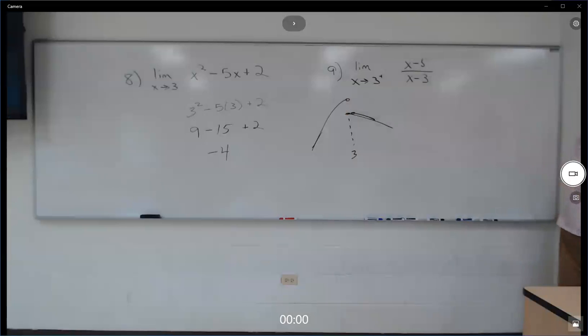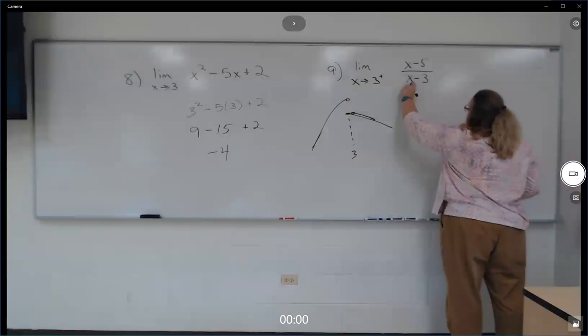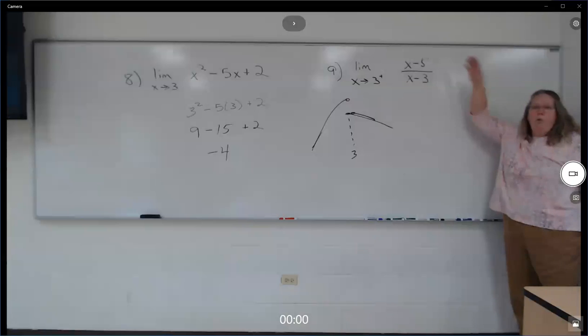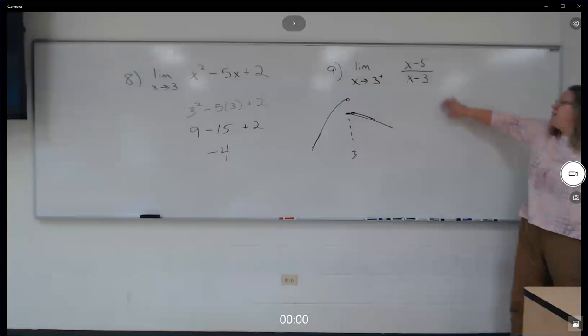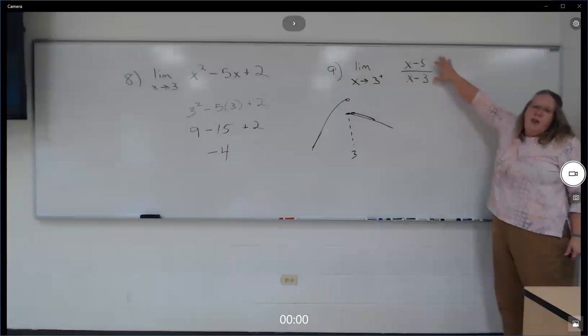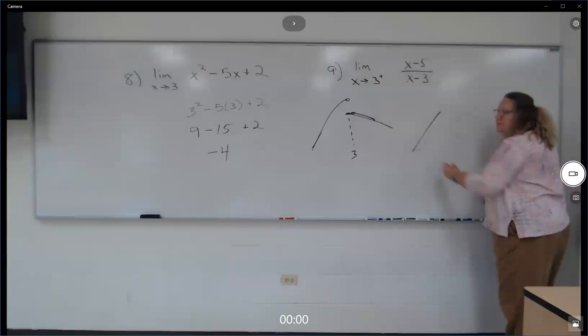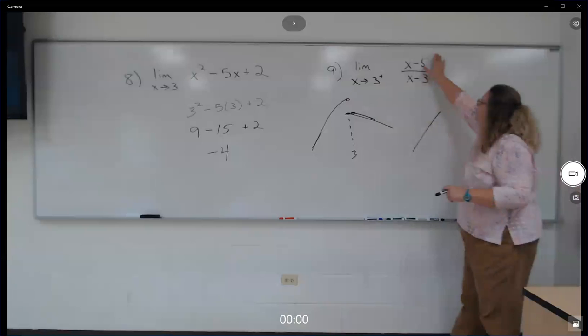So when I plug a 3 in, I still get a 0 on the bottom, but I don't get a 0 on the top. How do I know that this is not a hole at 3? Because there's nothing to factor. This is pretty basic. The hole comes from when I cross something out top and bottom. If I could factor this, maybe there would be a hole there. But 3 is not an issue on the top.